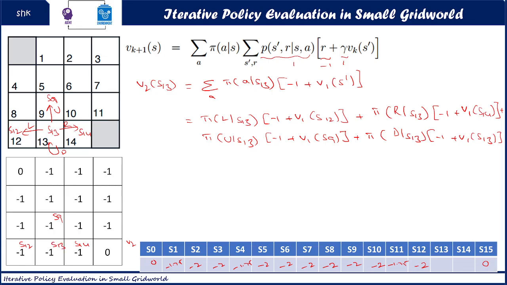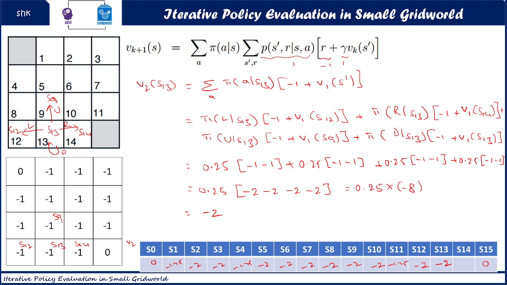Now, if you observe, all these four values are minus 1 and the probability of each action is 0.25. So, straight away I am writing 0.25 into minus 1 plus 0.25 into minus 1 plus 0.25 into minus 1 plus 0.25 into minus 1, which is minus 8 times 0.25. It is minus 2. So S13 also we got as minus 2 value.